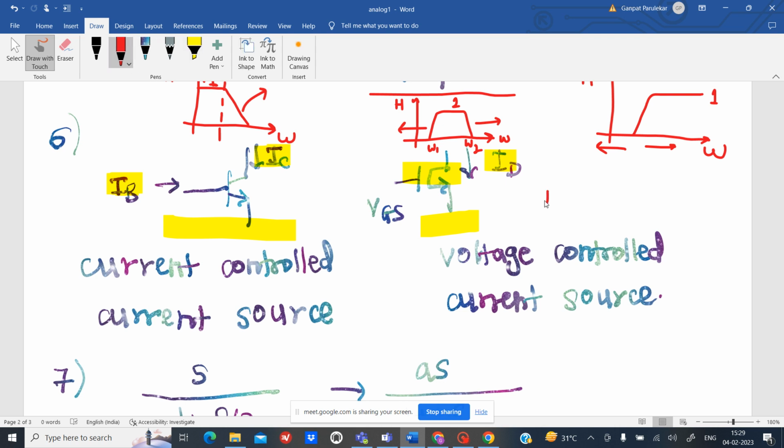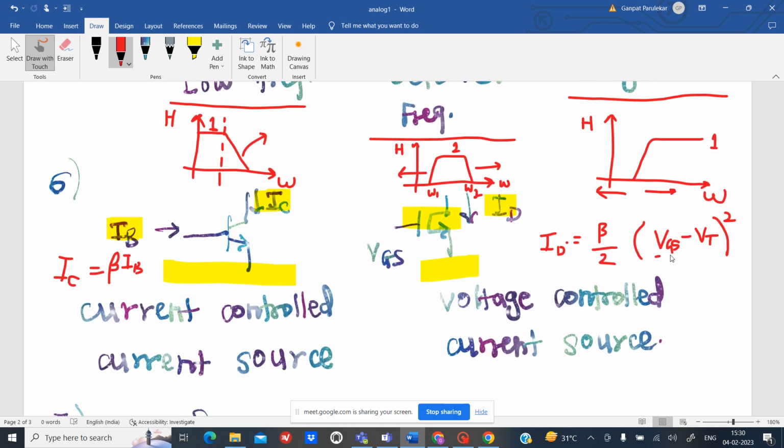So I will write it down here. ID is equal to beta by 2 into (VGS minus VT) squared. And IC is equal to beta into IB. That means the collector current is a function of the base current, and the MOSFET current is a function of the gate to source voltage.